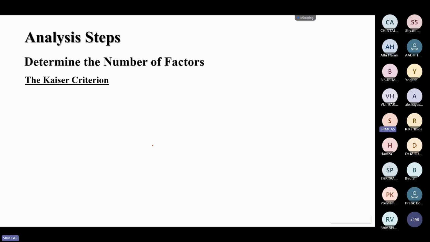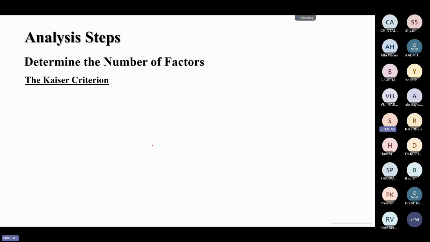So now we have to fix the number of factors. The number of factors will be equal to the number of variables we are using for the analysis. But we cannot take all the factors into consideration for the further process of the analysis. We have to pick only the desired factors. So, in order to pick the desired factors, we have some criteria.